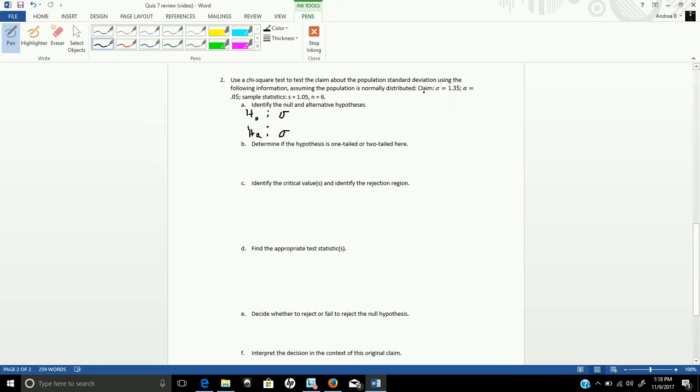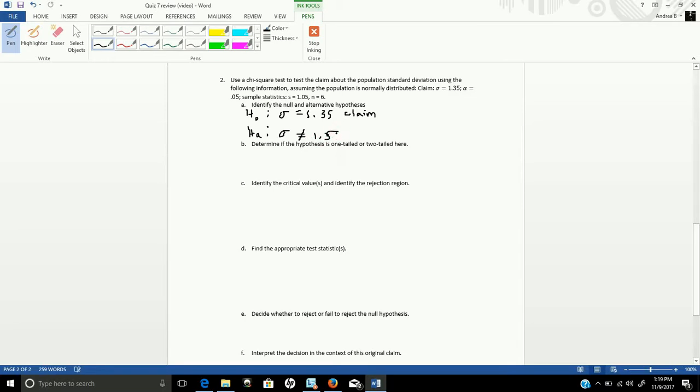And we're using the following information and assuming that it's coming from a population that's normally distributed. We have here that our sigma, our standard deviation, is equal to 1.35. So remember, equal to means the null. So in this case, the null is once again our claim. And then the alternative hypothesis, remember, is the opposite. So that would be a not equal to that same number, the 1.35.